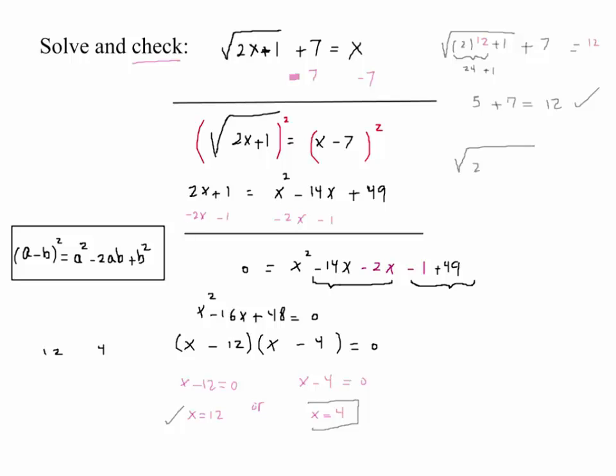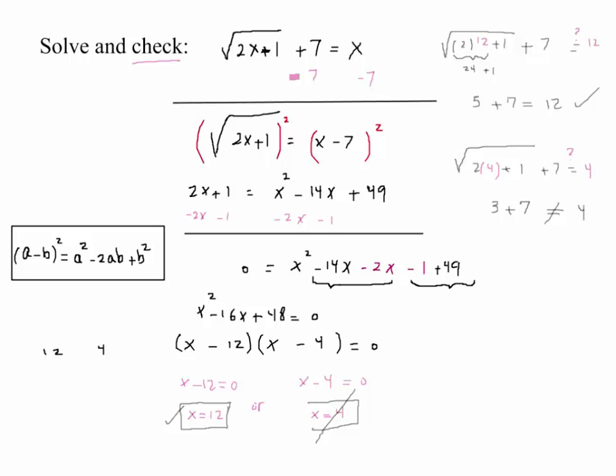Let's do the same thing with 4. You're going to substitute 4 for each x and check it. Okay, who wants to check the second one? What do we get here? 8 plus 1 is 9, the square root of 9 is 3, plus 7. That's not working, right? So we only have one solution here.